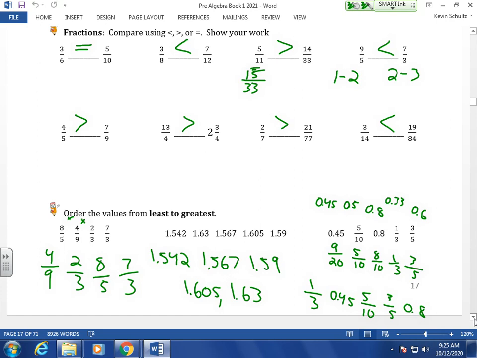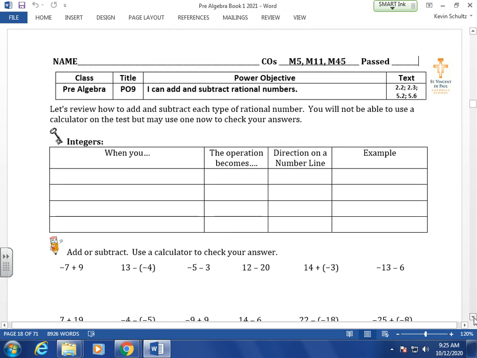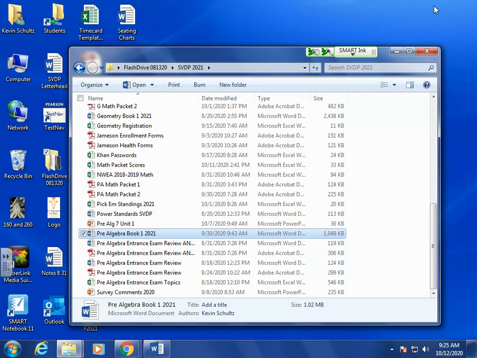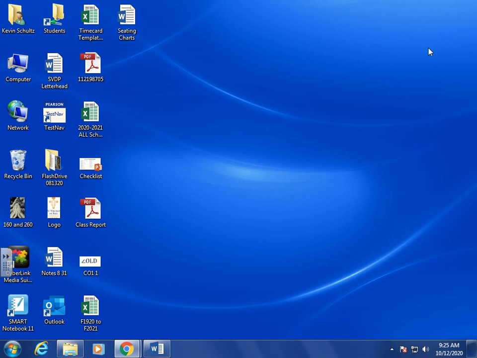Okie doke. On to PO9. Adding and subtracting rational numbers, which of course we know that rational numbers includes integers, decimals, and fractions. And actually, I want to minimize this for a minute and just start writing on the actual board here to talk about addition and subtraction.